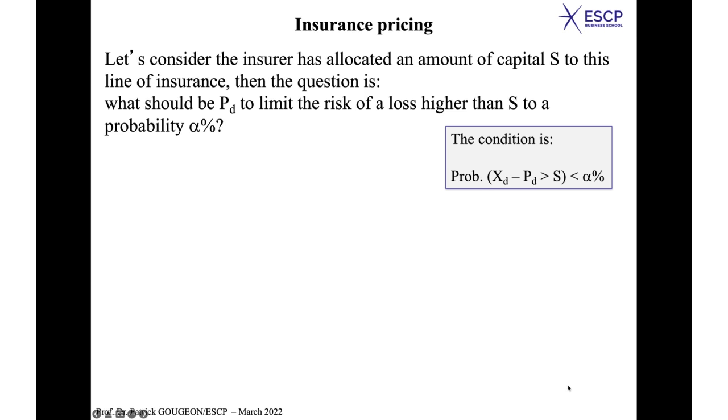In other words, if you write it clearly with this inequality, the probability of XD, which is the total loss which you have to pay at date D, minus PD, which is the amount you have accumulated. So if you have a difference there, it means that you have to pay more than what you have accumulated. Well, this XD minus PD represents the possible loss. That is the difference between what you have to pay and the amount of money you have. Well, and the probability of this loss being higher than S should not be bigger than alpha %. Okay? So how are we going to solve that?